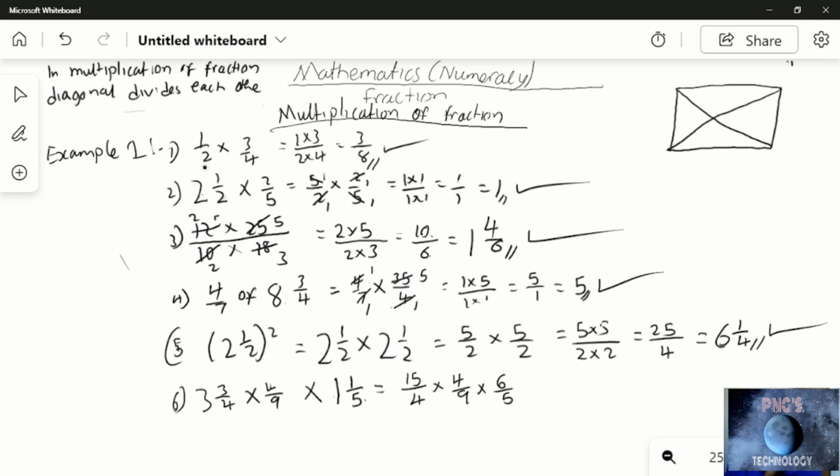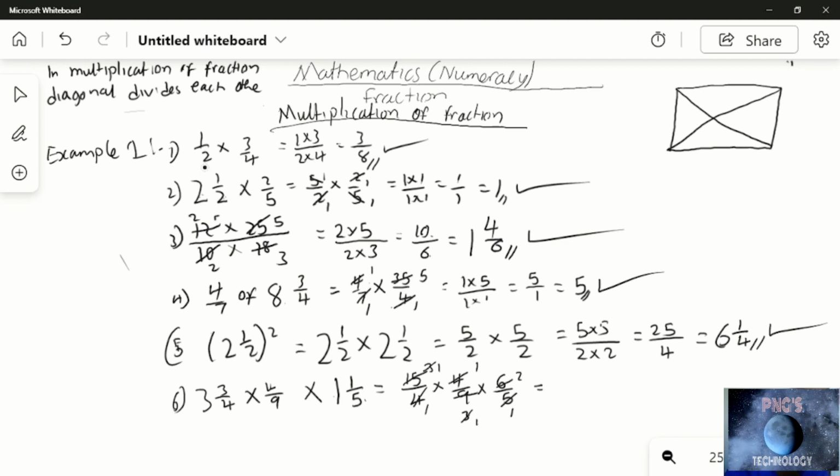So let's divide. 4 and 4 can divide: 4 here 1, 4 here 1. 5 and 15 can divide: 5 here 1, 5 and 15 is 3. 3 and 9 can divide: 3 here 1, 3 and 9 is 3. 3 and 6 can divide: 3 here 1, 3 here 2.